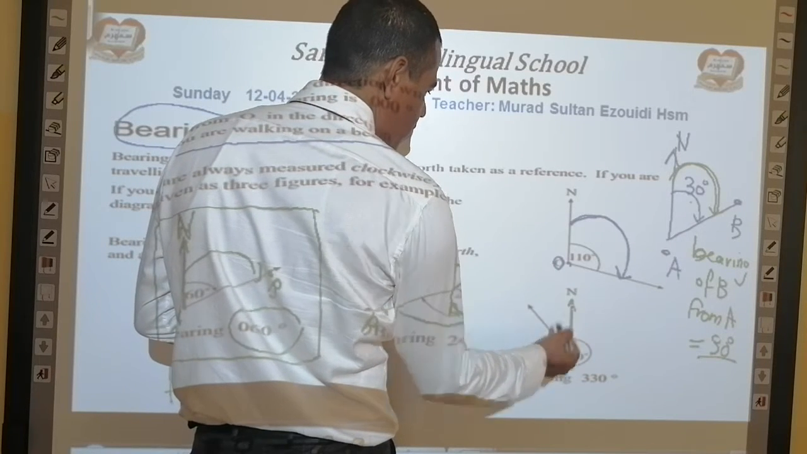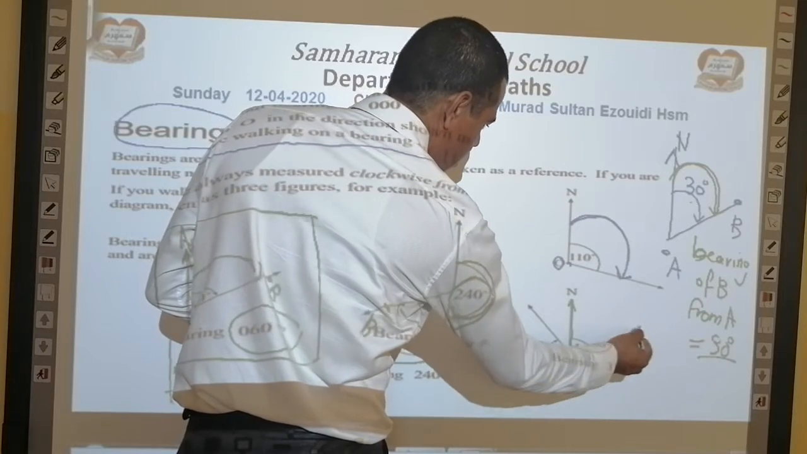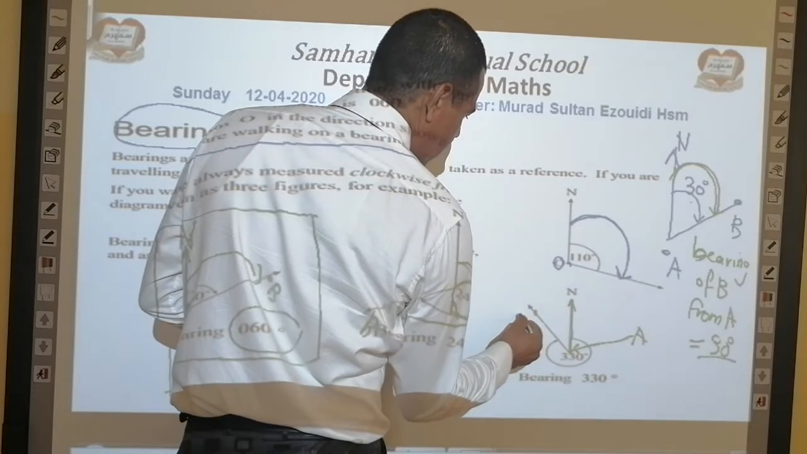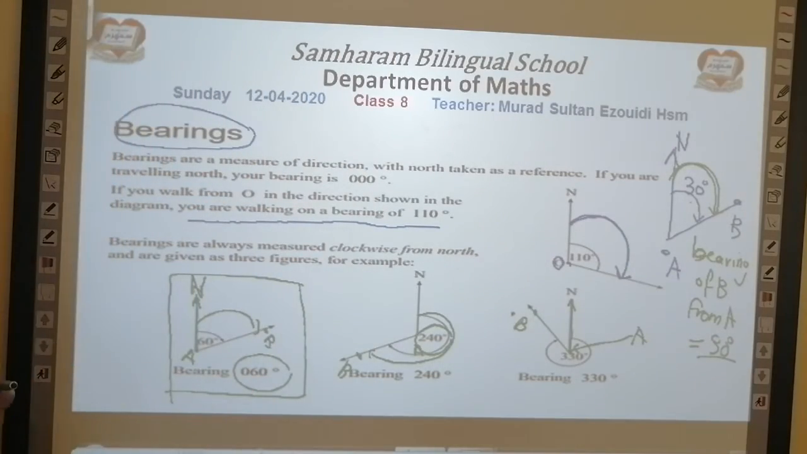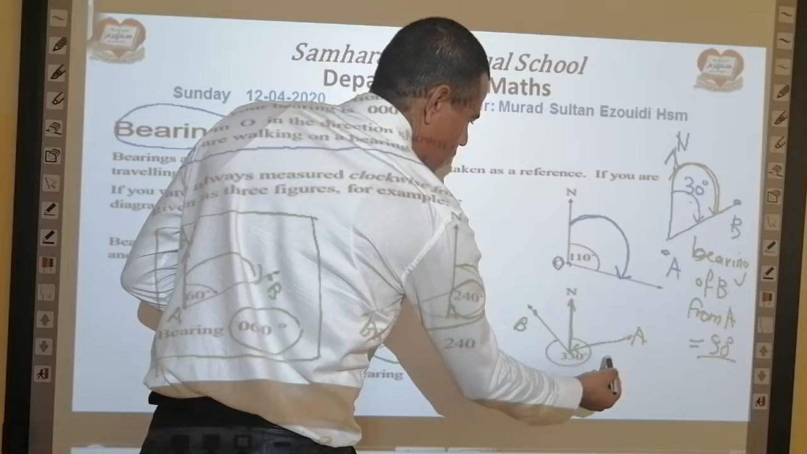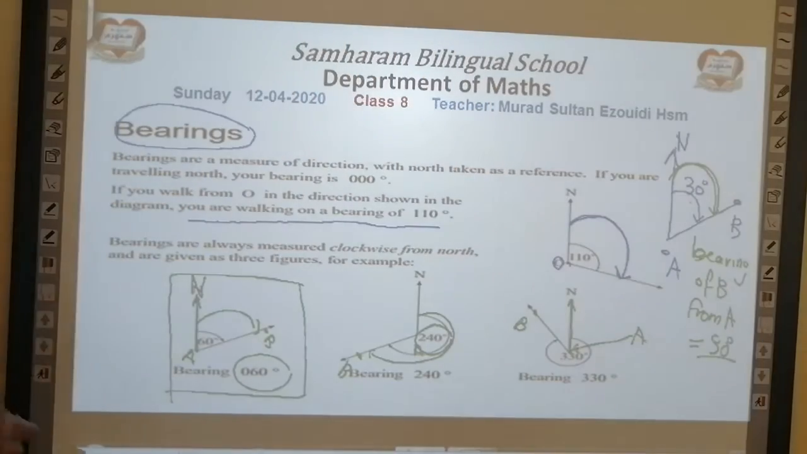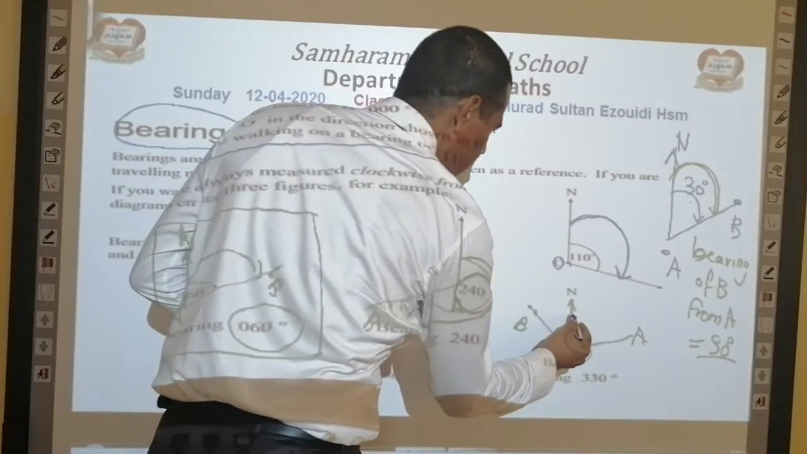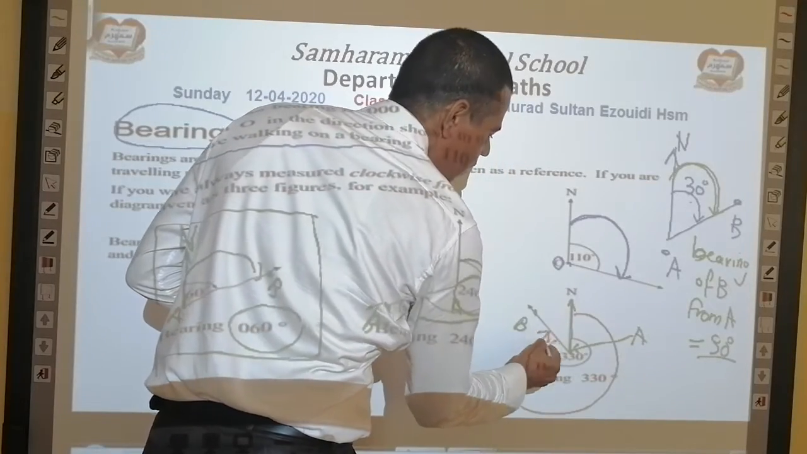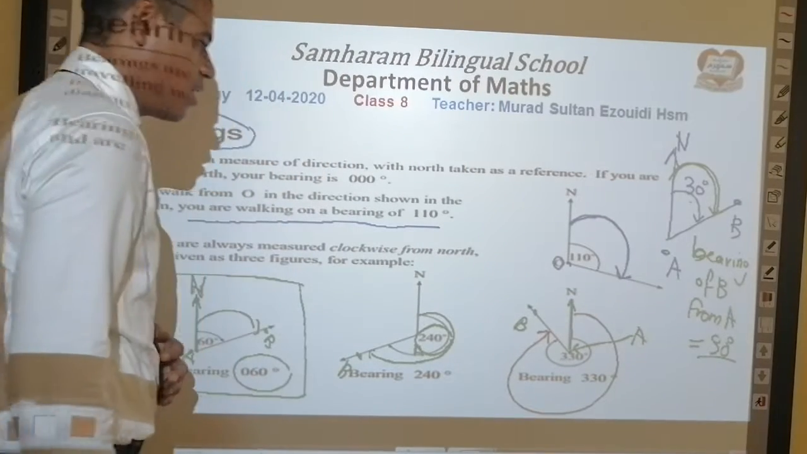The third example. This is the north. I will label this as the point A, and this one as the point B. In order to work out the bearing from A to B, I should measure clockwise from the north direction, like that. So this one is 330 degrees.